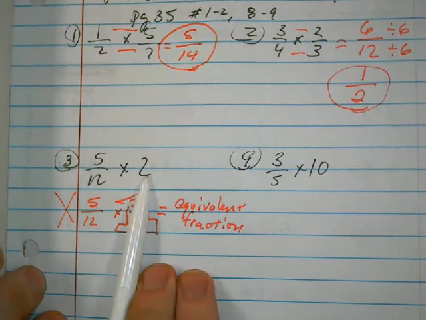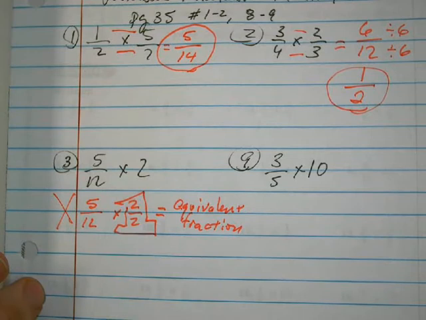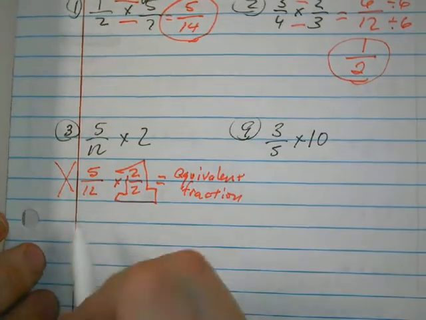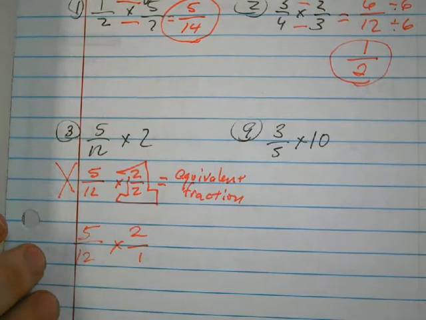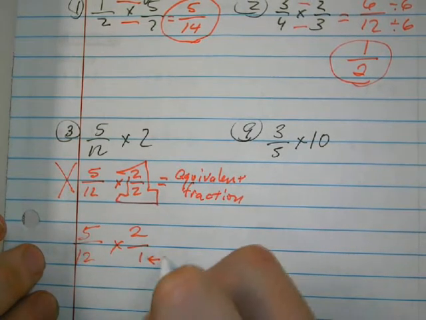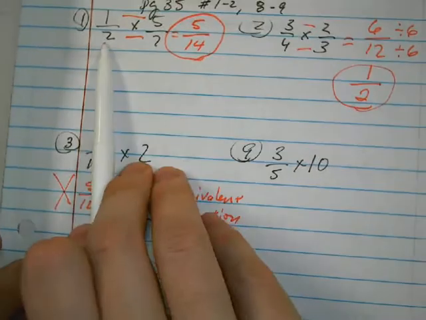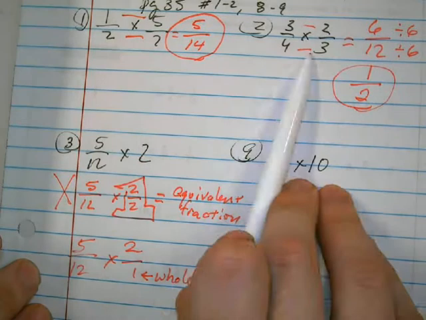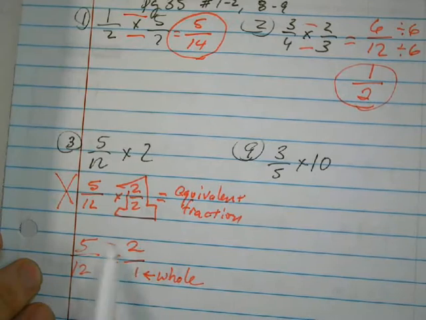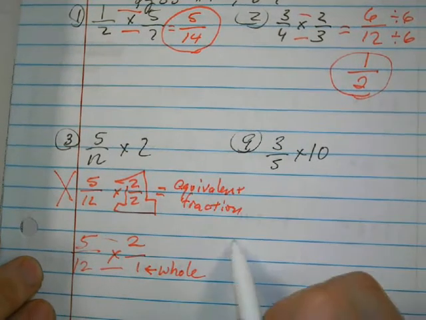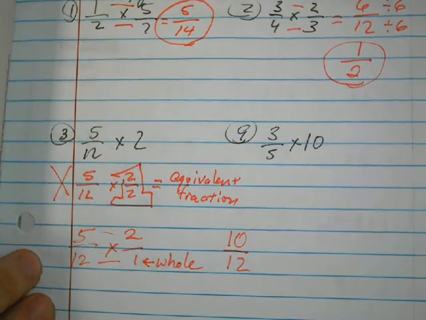is I need to change my whole number into a fraction. We talked about in class what denominator will make a whole number into a fraction. Well, hopefully you said 1 because we've been talking about all week 1 is wholes. Just like up here, 2 is halves, 3 is thirds, 1 is wholes. This is 2 wholes. Now I can multiply it just like we did the other ones. 5 times 2, 10. 12 times 1, 12.